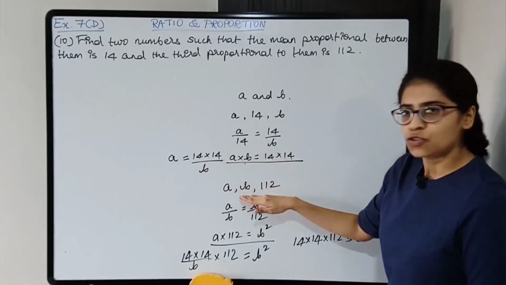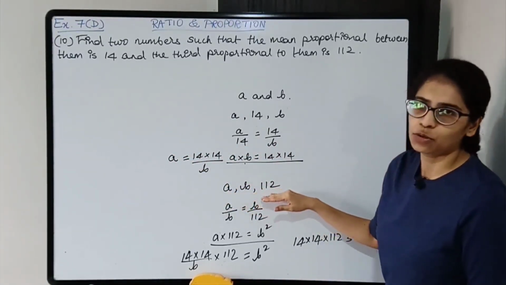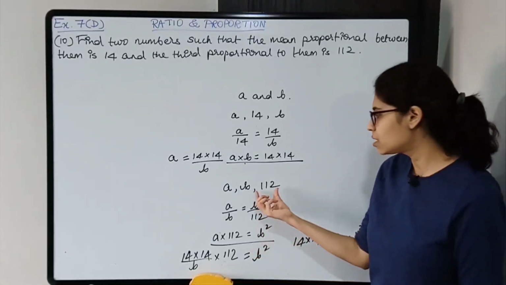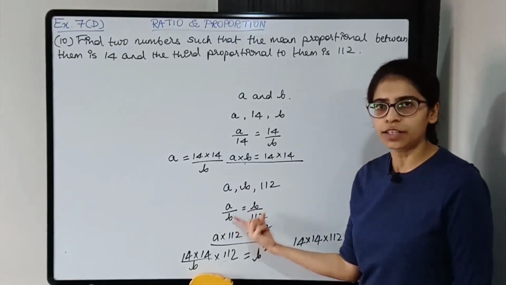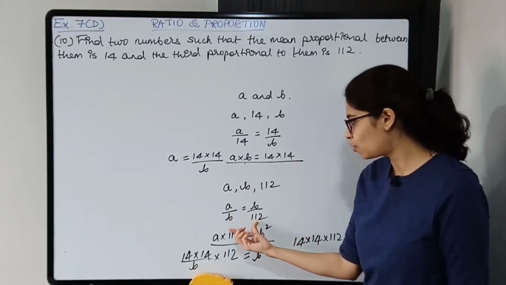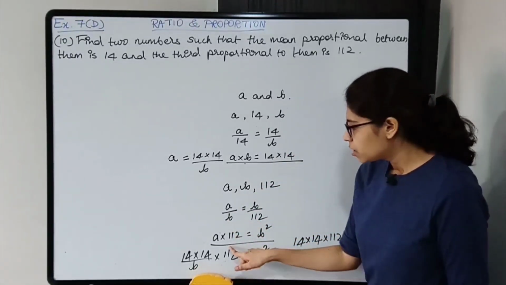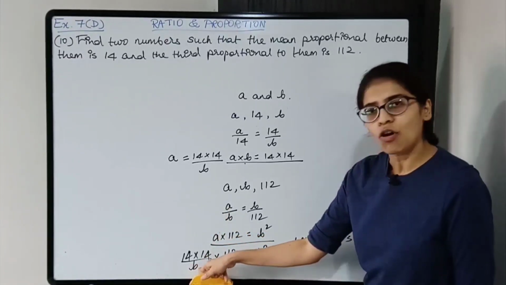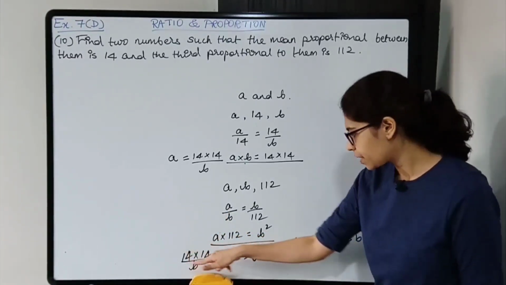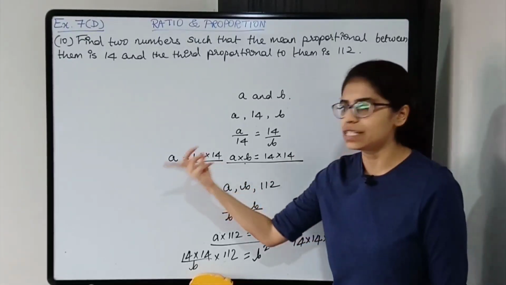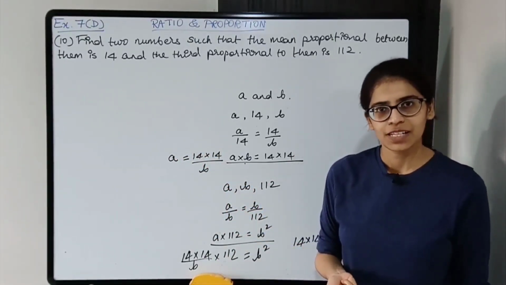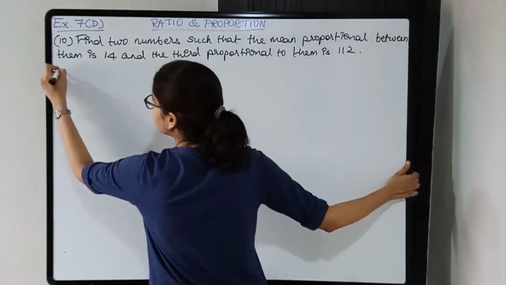Now second condition. a, b and 112 are in continued proportion because this is the third proportional. So again applying that continued proportion law, it will be like this. Over here we will substitute the value of a in terms of b. Solve further, you will get the value of b. Once you get the value of b, you can easily find out the value of a. So let's solve now.